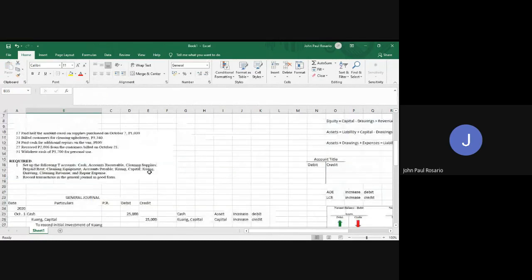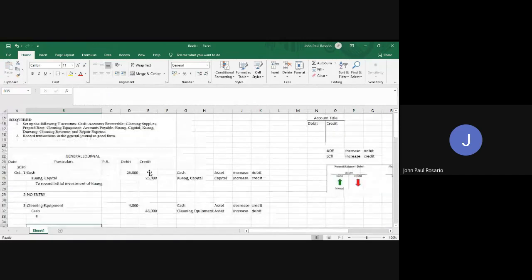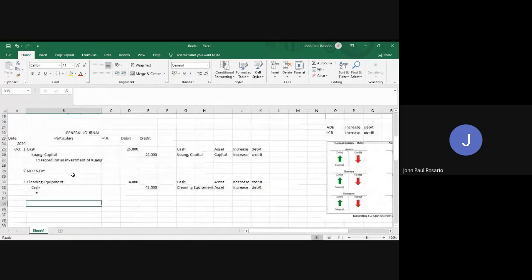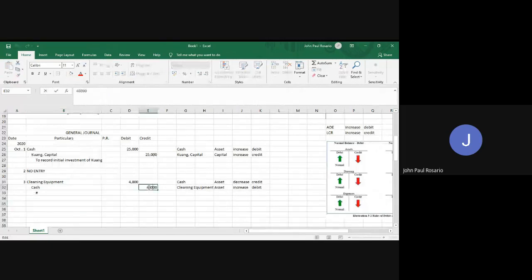So as you can see guys, because of our double entry system, there is duality. Meaning there is at least one debit and at least one credit, and the debit and credit are equal. 4,800. Debit to credit is equal. So next day, 4.